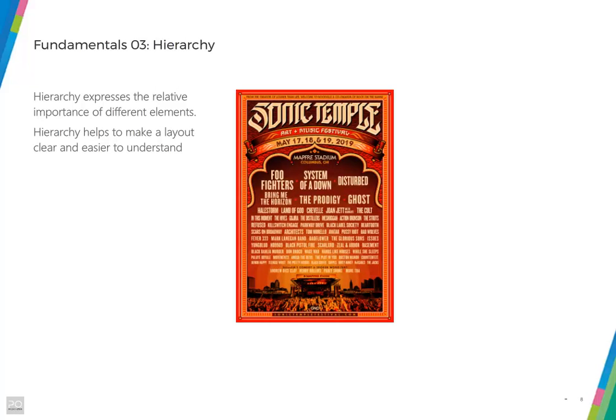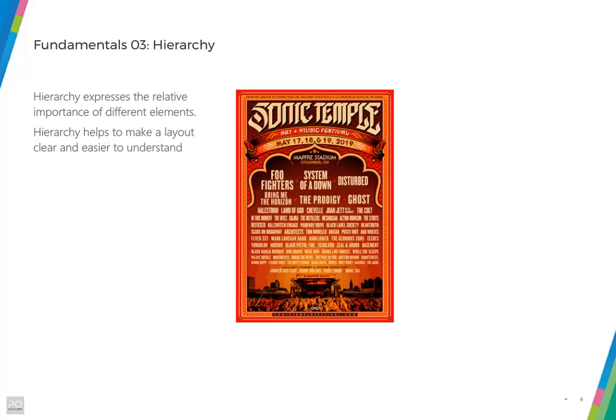Hierarchy, or hierarchical organisation, the third fundamental design principle, is used to visually express the relative importance of different elements, usually through colour and size. A hierarchy helps to make a layout clear, unambiguous and easier to digest. Music festival posters are excellent examples of hierarchy.